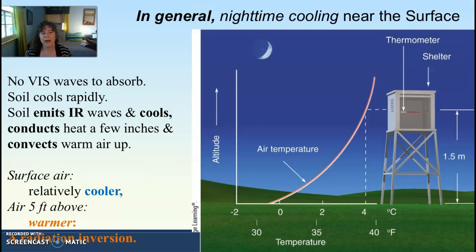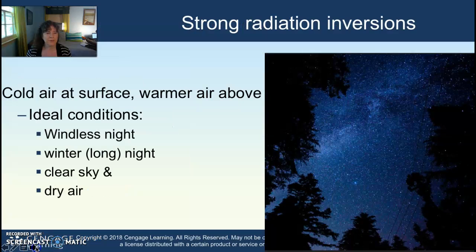In general, overnight, you'll note nighttime cooling near the surface, and you'll note nighttime warming at altitude for radiation inversions. Strong radiation inversions really happen with cold air at the surface and warm air above. The ideal conditions for this are windless nights that don't have a lot of convection, long winter nights, clear skies, dry air.